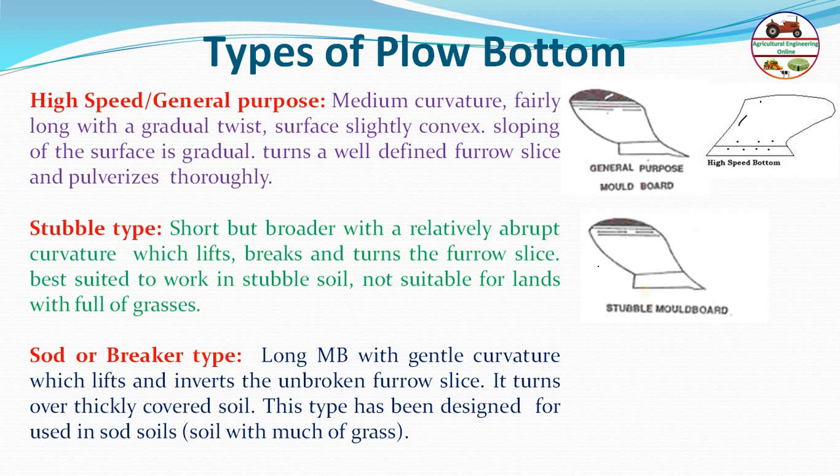Then the sod or breaker type, where the moldboard is long with gentle curvature. If you see, the stubble type has abrupt curvature, and this has very little, gentle curvature, which leaves and inverts the unbroken furrow slice. Basically it does not break the furrow slice, it turns over quickly and covers the soil. It is used for covering the soil, not breaking it much. This type has been designed for sod or grass soil. In grass soil, breaking is not required because the grass has to be covered. Therefore this is called the sod or breaker type plough bottom. This is very important. It just covers the grass.